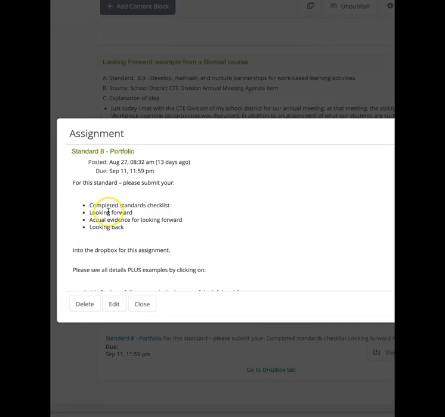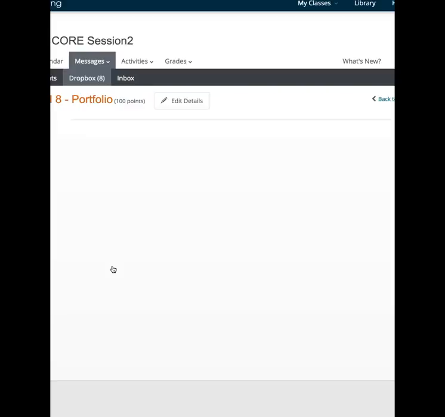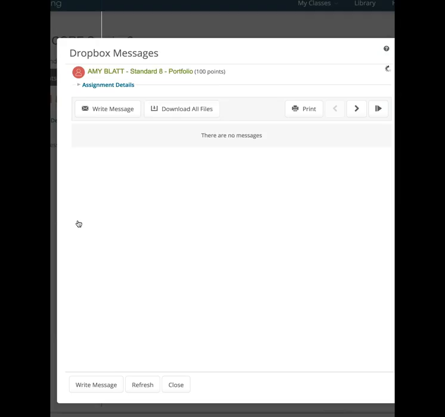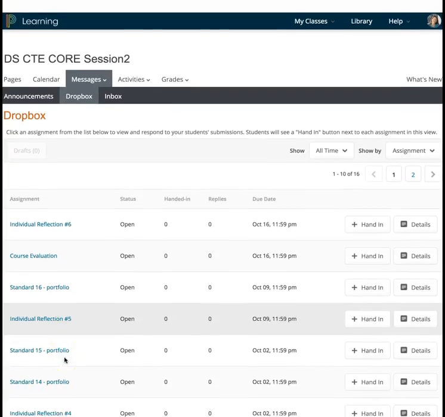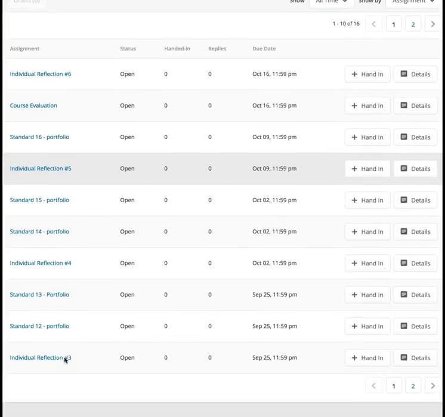Here's the assignment. Here are the things I need to include, the checklist, the looking forward, wrong order, evidence and looking back. I'm going to go to the Dropbox. Now mine looks different than yours because I'm a teacher. So I'm going to click on a student. Sorry. My apologies. Here's what I think you see. Here's the Dropbox, and here's all the things that one would put into the Dropbox.